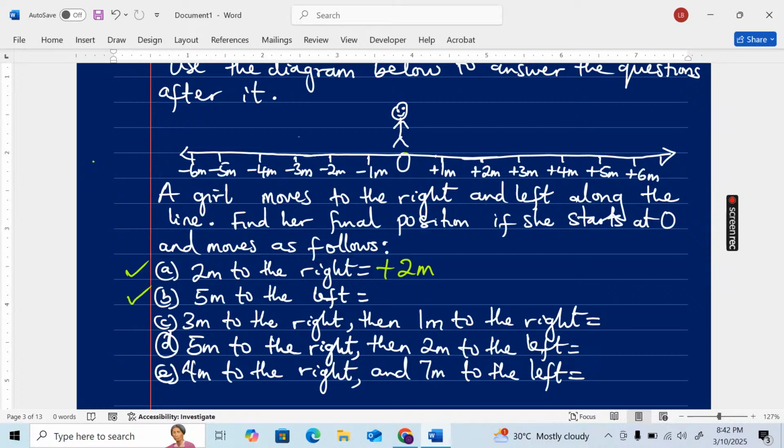Now, moving on to the B part of this question, it says 5 meters to the left. You know, she started from 0. So 5 meters to the left, let's count 1, 2, 3, 4, and 5 meters. The answer is minus 5 meters. So minus 5 meters is the answer.